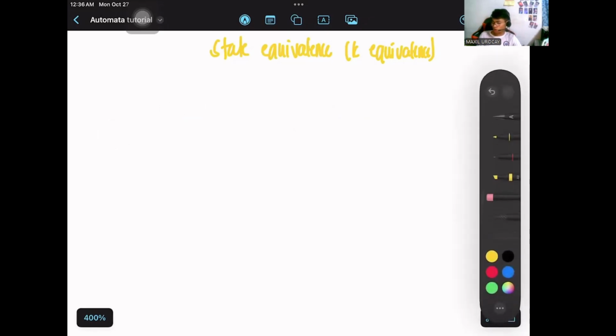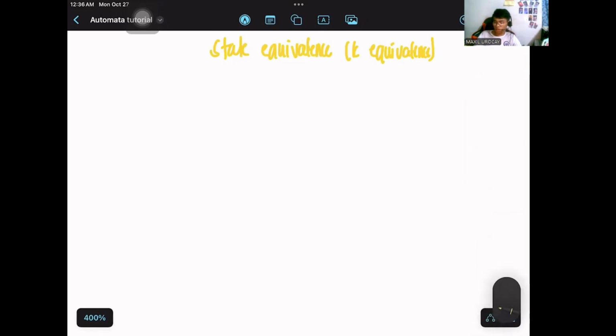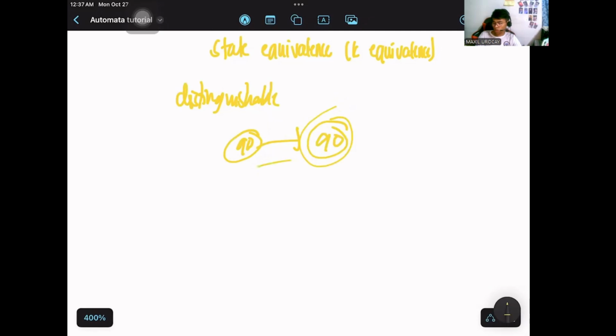We can also always remember the concept of distinguishable. When I say distinguishable, here we do have Q0, the non-final state, and the final state. They are also considered as distinguishable.